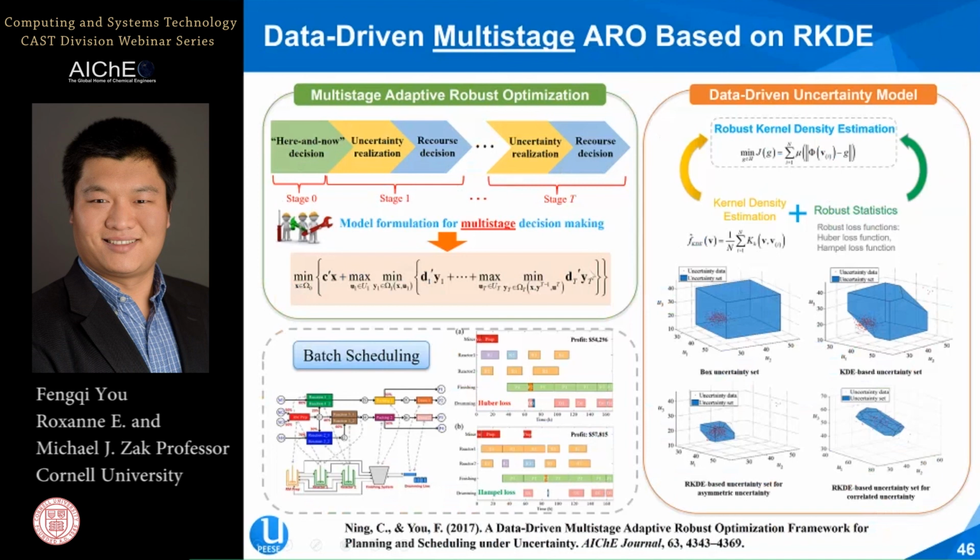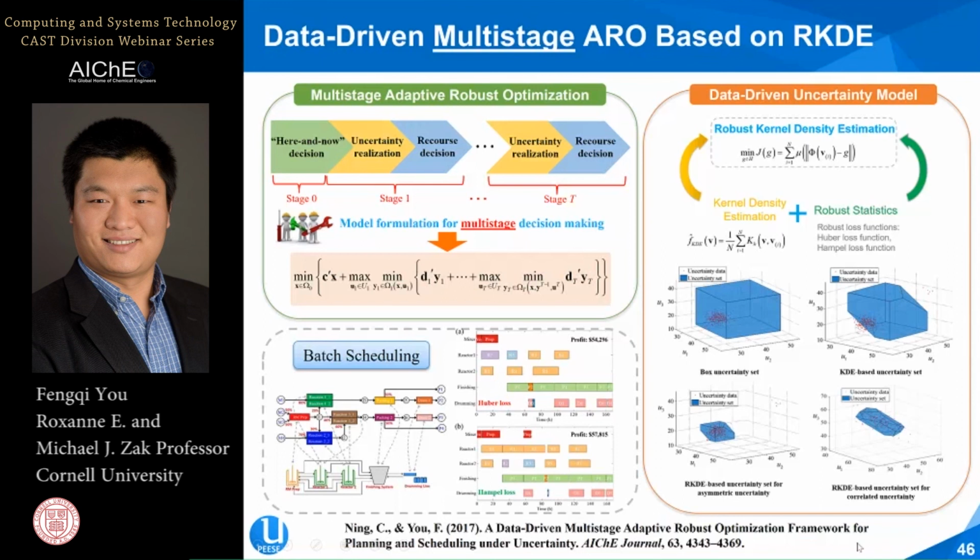So this becomes multi-stage robust optimization from a data-driven perspective. In this case, we use kernel density estimation combined with robust statistics, so it really goes beyond classical statistics. For example, with the box uncertainty set, we know this is pretty bad. Even with KDE, kernel density estimation, a very well-known machine learning or statistical method, it still gives you something relatively conservative. But with robust kernel density estimation, we get a very compact uncertainty space. Of course, this approach can also deal with correlated uncertainty and could be applied to batch scheduling and process planning.